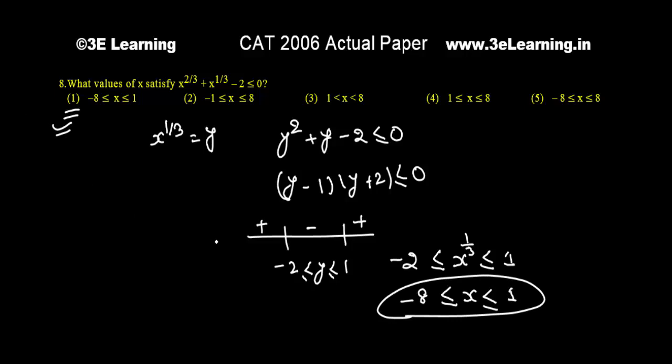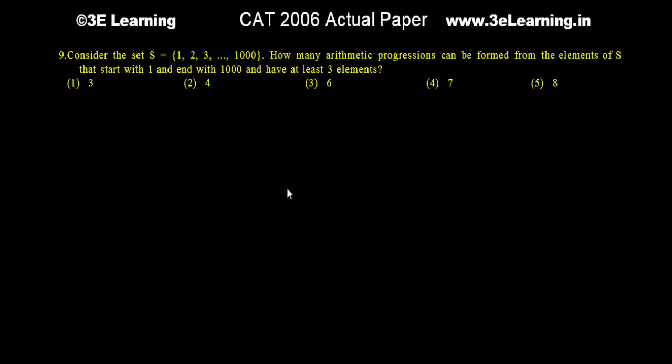I hope this one is clear. And this is question number 9, one of the best questions of CAT 2006. That's why I love this paper, CAT 2006, a complete conceptual paper. Okay, you have the question. I would say pause the video and solve the question. I hope you have solved the question. What we have: how many different APs are possible with first term 1 and last term 1000, and at least 3 terms?